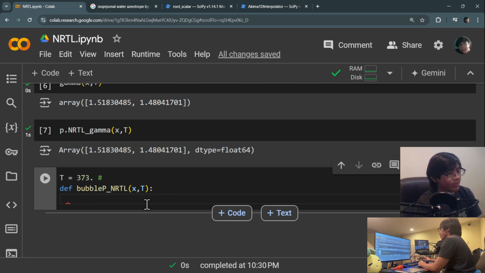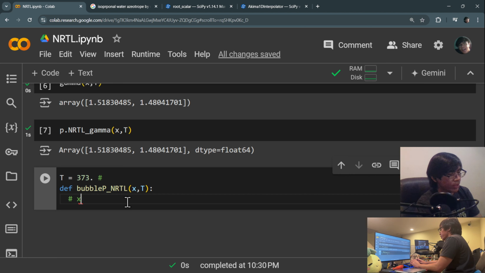So yeah, we have an input, liquid mole fraction, and a temperature. And what do we want to do? Well, we have Raoult's law. I'll go ahead and write that down with our gamma.